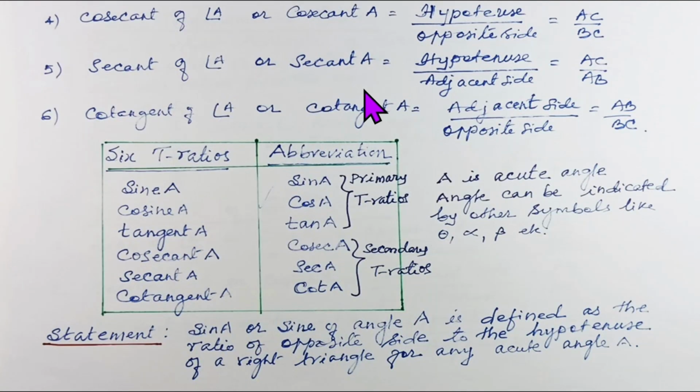Now coming to the next important ratio, that is cosecant of angle A, or cosecant A, and that is equal to hypotenuse upon opposite side, that is AC upon BC. Secant of angle A, or secant A, is hypotenuse upon adjacent side, and that is equal to AC upon AB. And cotangent of angle A, or cotangent A, is equal to adjacent side upon opposite side, that is AB upon BC.